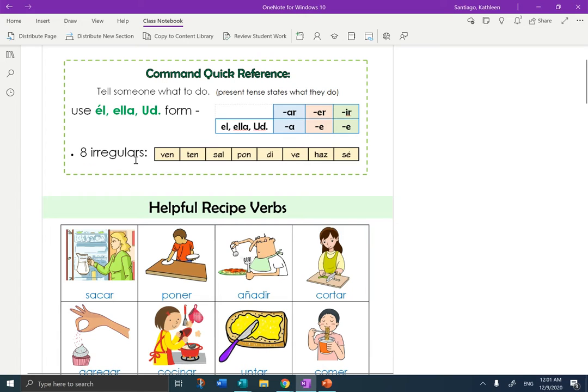There are only 8 irregulars to remember. Ten, sal, pon, di, ve, ten, sé, haz. Okay, so: come, be, leave, put, tell, go, make, and be.